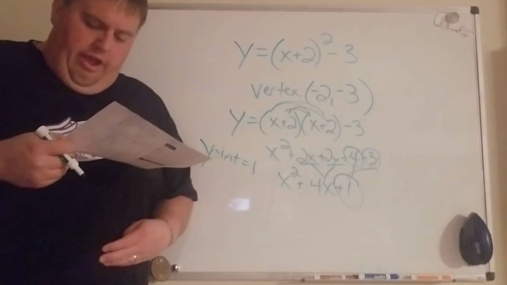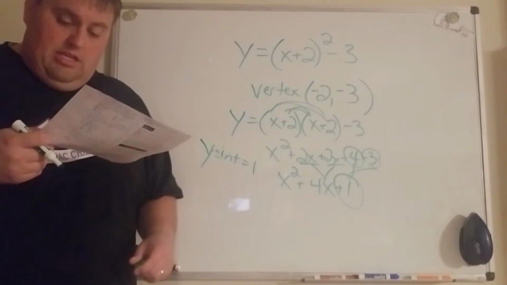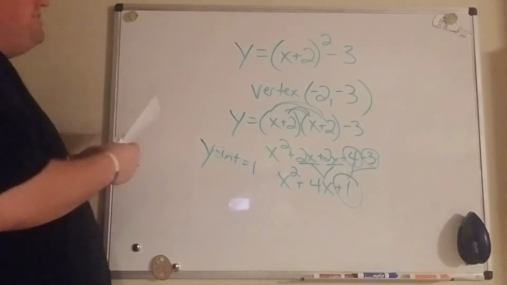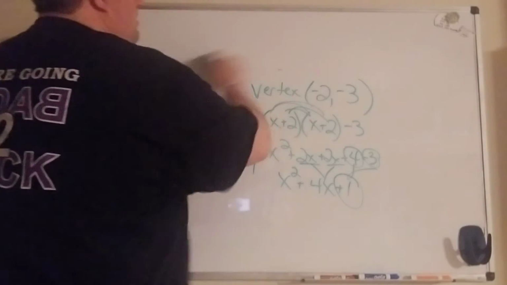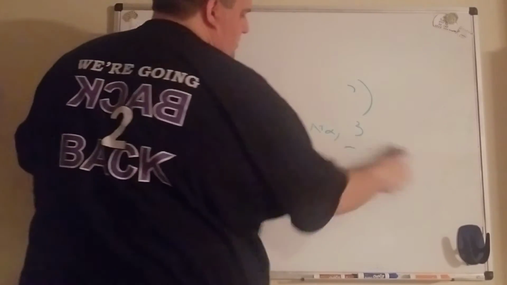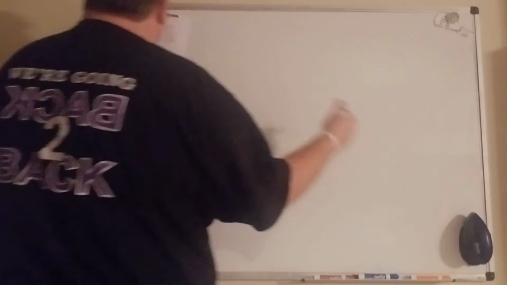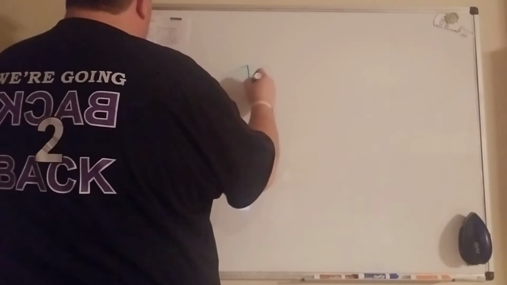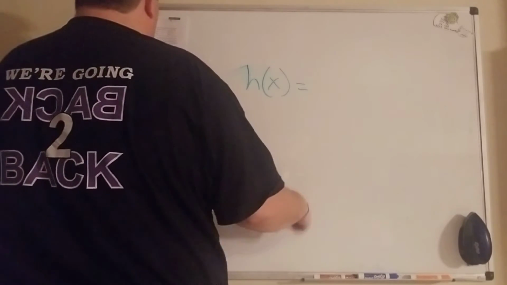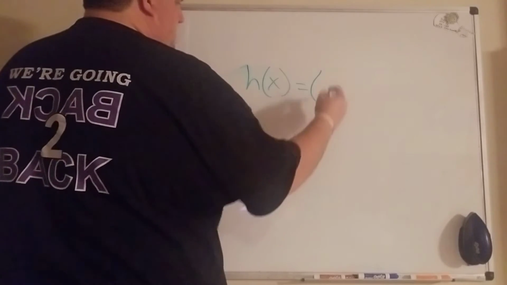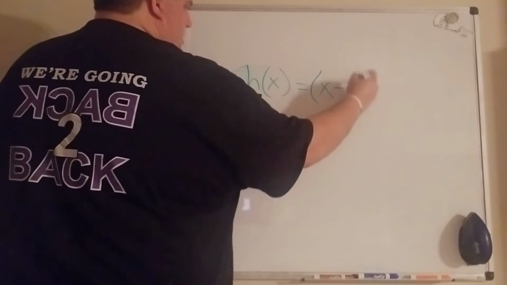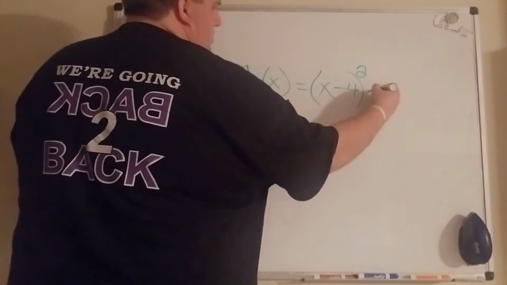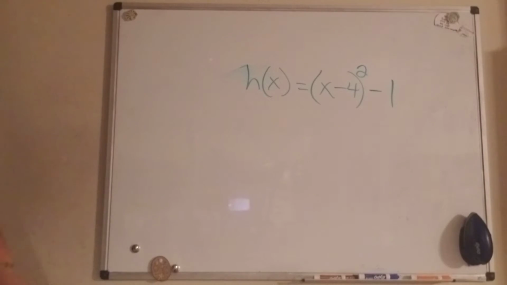Very cool. Number 9, it goes 4 units right and down 1 unit from x squared. So we're just going to write it in vertex form, as if it was shifted. So h of x equals, we want it to go right 4, so x minus 4. Remember, always opposite sign inside. Squared. And then down 1, so we need a down 1 on the outside.